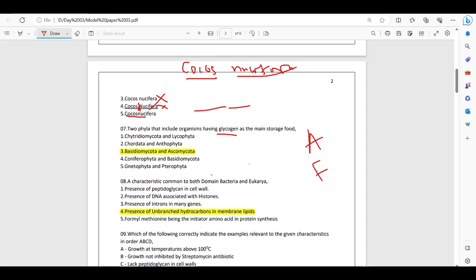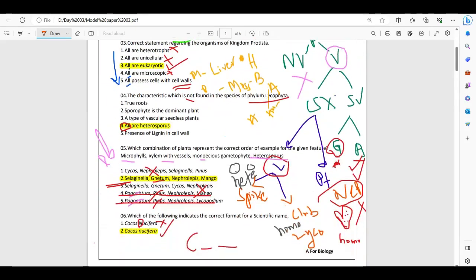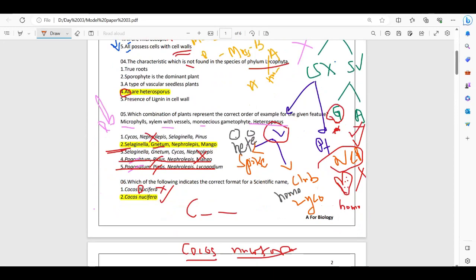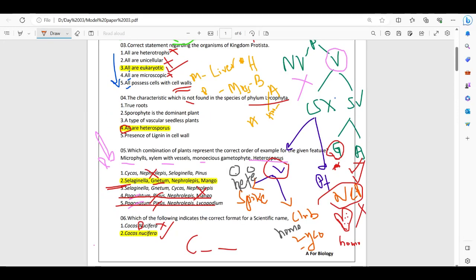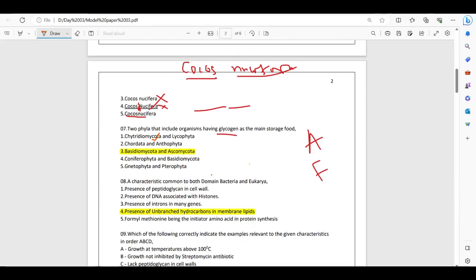So the first answer, Chytridiomycota, that's a fungi. Lycophyta. So Lycophyta is a vascular seedless plant. Examples would be Lycopodium and Selaginella. And that's out because it's a plant. The next one, Chordata and Anthophyta. So Anthophytes are again plants. That's out. The answer is Basidiomycota and Ascomycota, because both of those phyla are from kingdom fungi. So coniferous out, Cycadophyta and Pterophyta, both plants, they are out because of that.